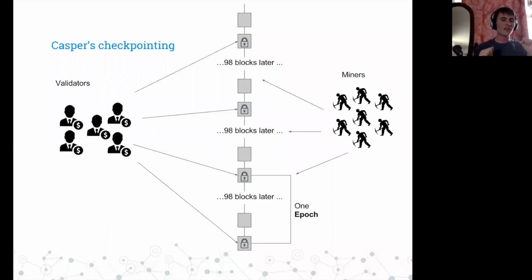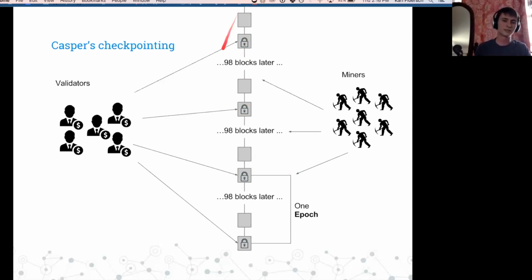Now, this is a diagram I threw together to illustrate Casper's checkpointing. On the right-hand side, you have the proof of work miners. They're mining their chains just as they were before. However, now we have this other group called validators, and they are somehow coming to consensus that this block is going to be in the main chain, and then 100 blocks later, they're going to say, okay, now this block is going to be in the main chain. And then 100 blocks later, this is going to be in the main chain, and so on and so forth till infinity.